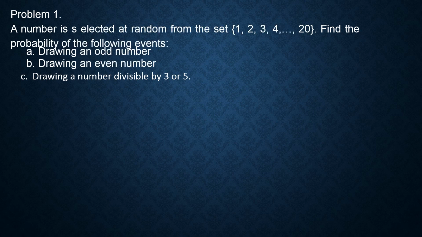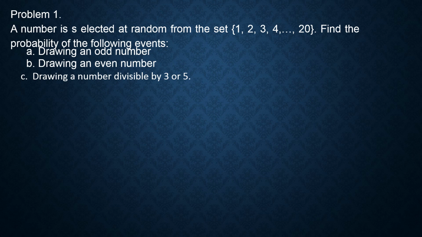Okay, another problem we have here is the first problem for probability. A number is selected at random from the set of 1, 2, 3, 4 until 20. We are asked to find the probability of the following events. Letter A, drawing an odd number. Letter B, drawing an even number. Then for letter C, a number divisible by 3 or 5.